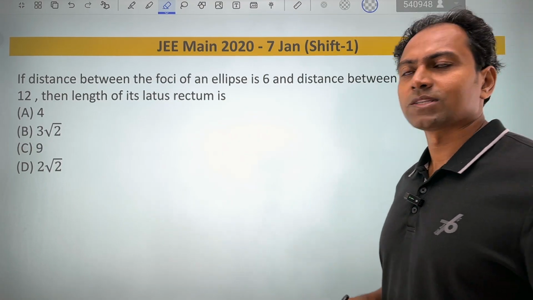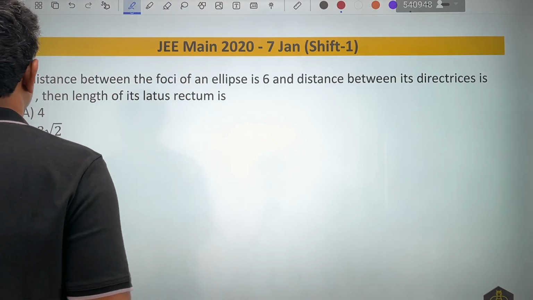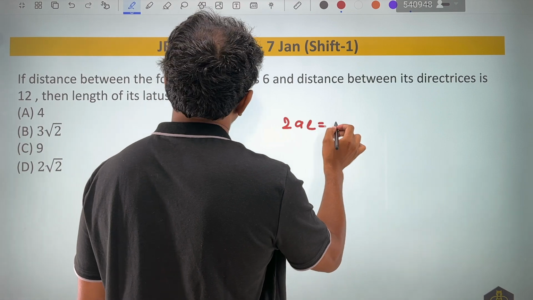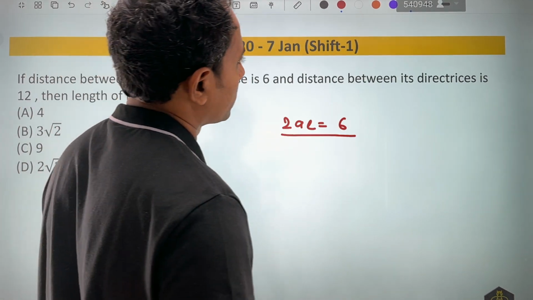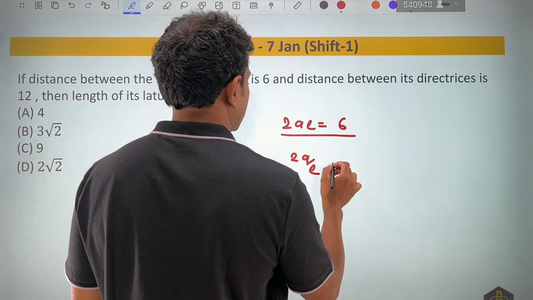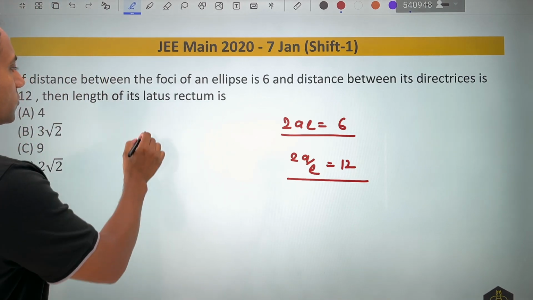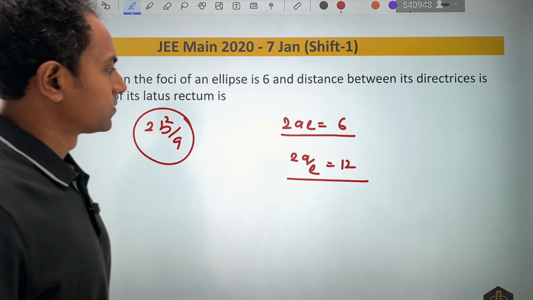Now this 2020 question is even a simpler one. They have given you two things again. The distance between the foci, that is nothing but 2 times ae. And the distance between its directrices is nothing but 2 times a by e. This is nothing but 12. Now what they are asking is the length of latus rectum. So that is 2b square by a. So you can see that b and a would be required. So let us solve it.